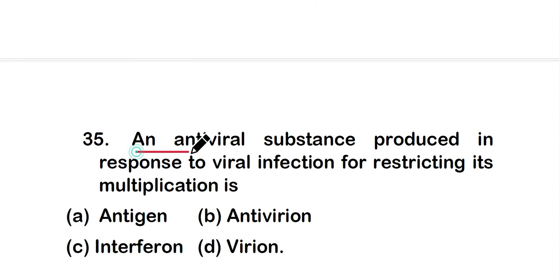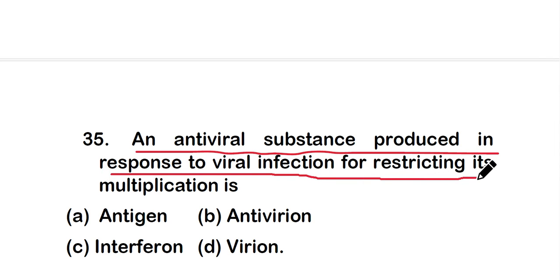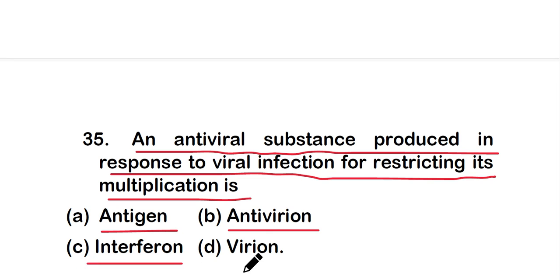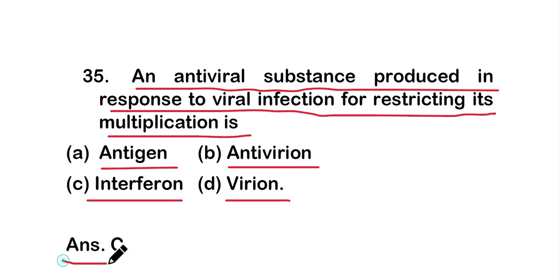It is an antiviral substance produced in response to viral infection for restricting its multiplication: option A, antigen, option B, antivirion, option C, interferon, or option D, virion. So which one is correct? The right one is option C, that is interferon. So an antiviral substance, that is interferon, is produced in response to viral infection for restricting its multiplication.